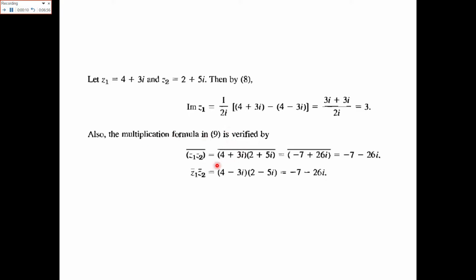Also for the multiplication z1 z2, you can basically separate the conjugate to have the same answer. Here there is an overall conjugate, you will first multiply the terms and then you will take the conjugate. So the final answer is minus 7 minus 26 iota. But if you have a separate conjugate and you multiply these two values, again you will have the same answer.